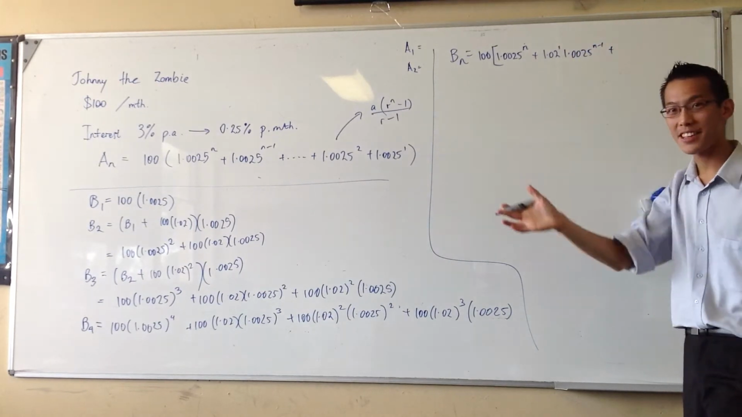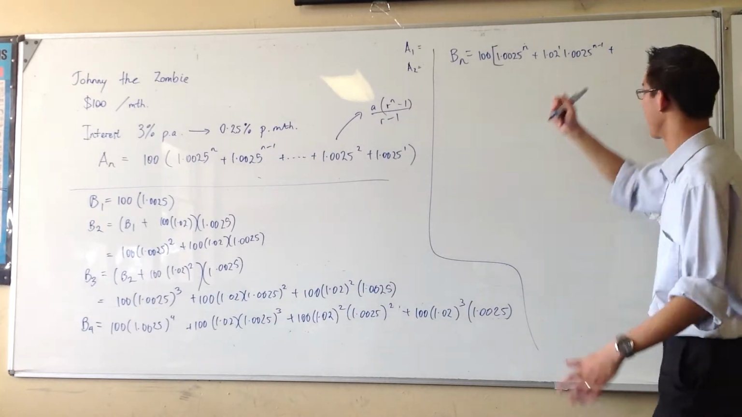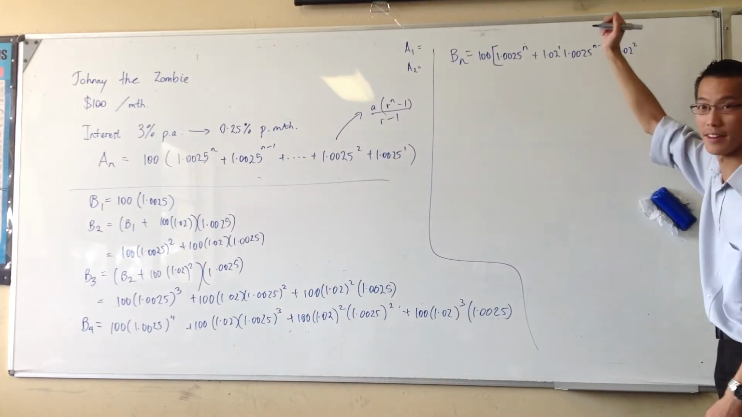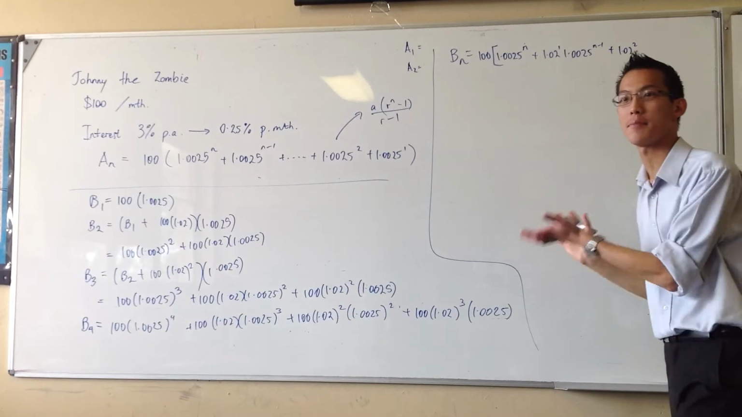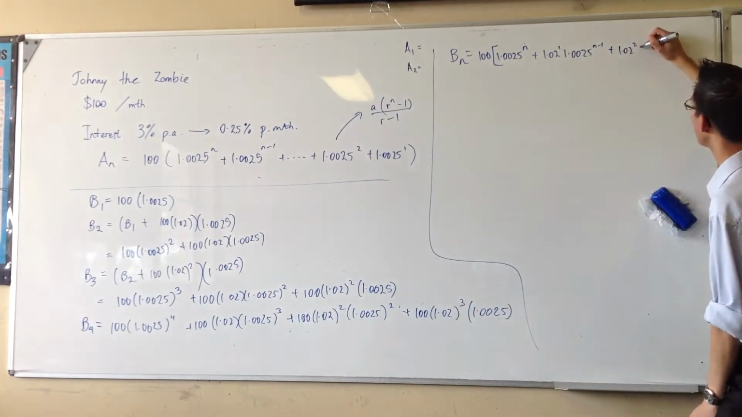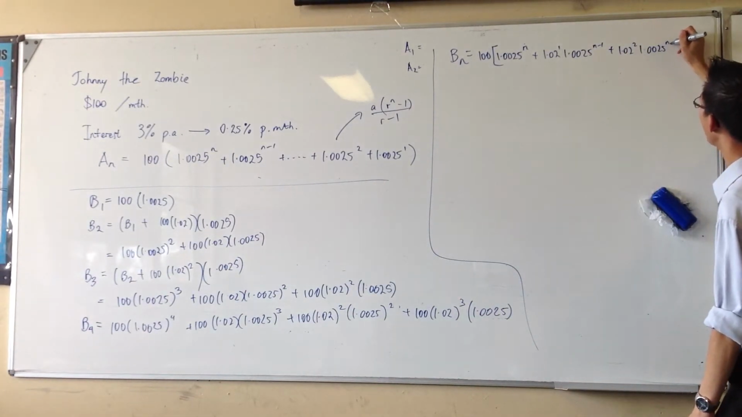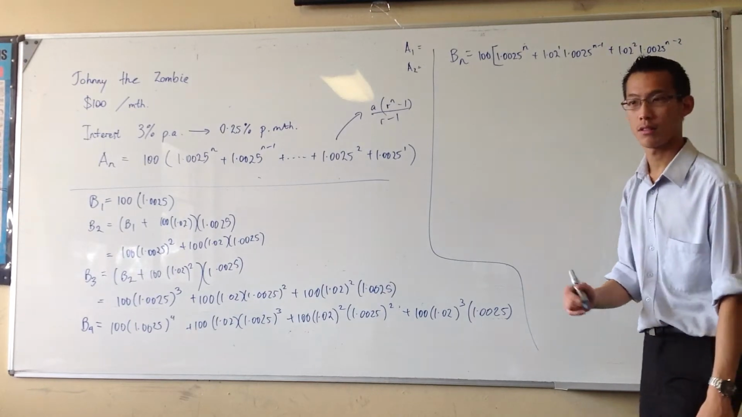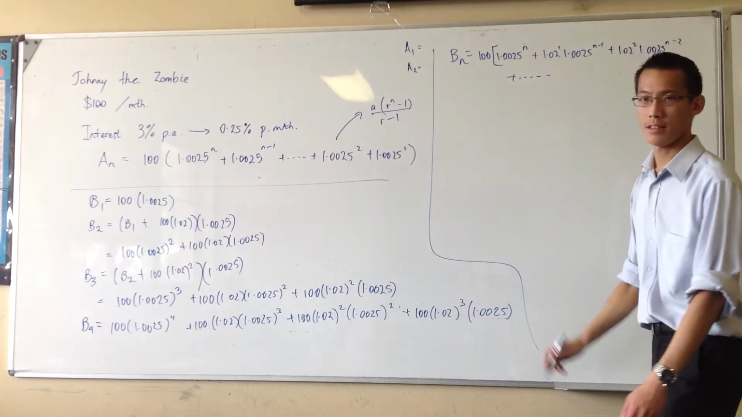Okay, the next one, it's bigger to start with. So that's the 1.02 squared. But again, it's been in there for less amount of time, so it's got less interest on it. Namely, n minus 2 lots of interest. Okay? And then the series goes on.